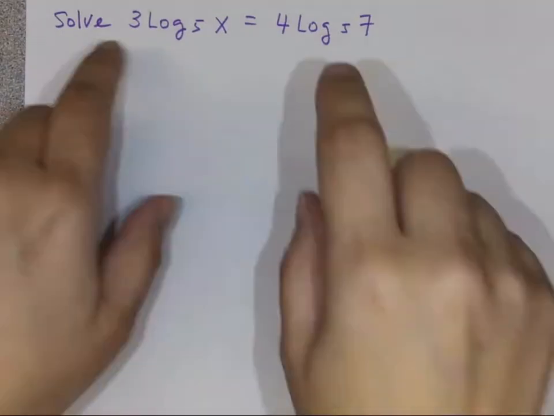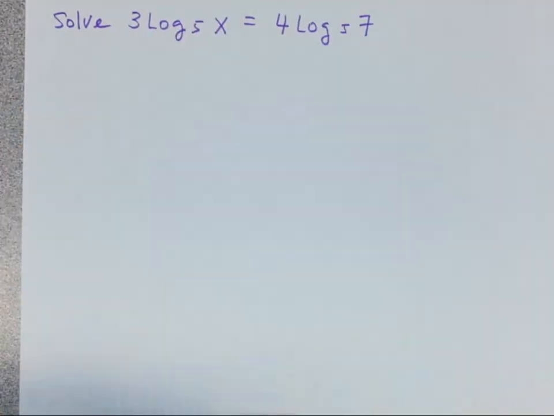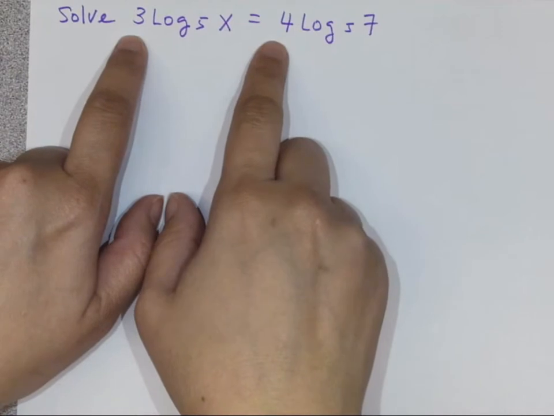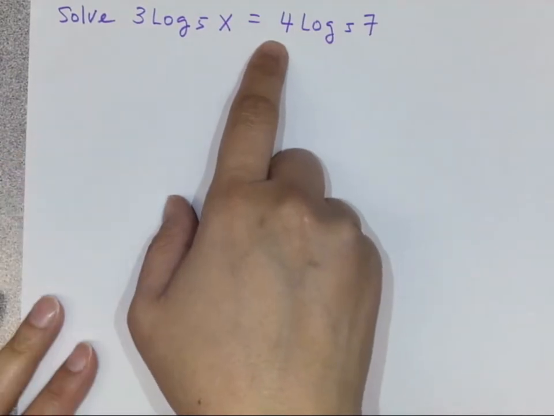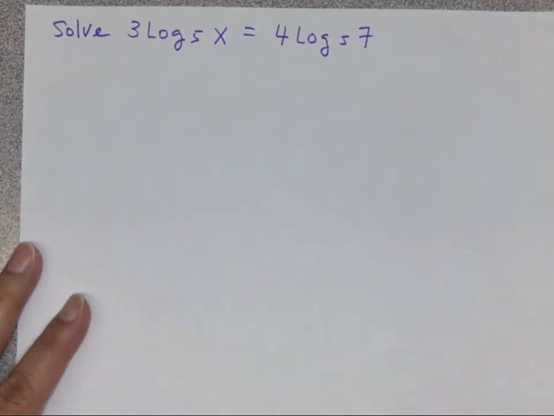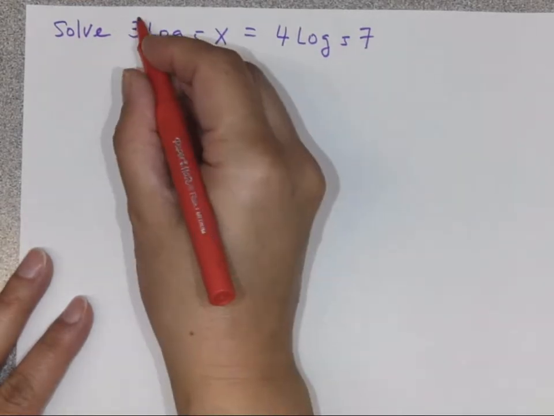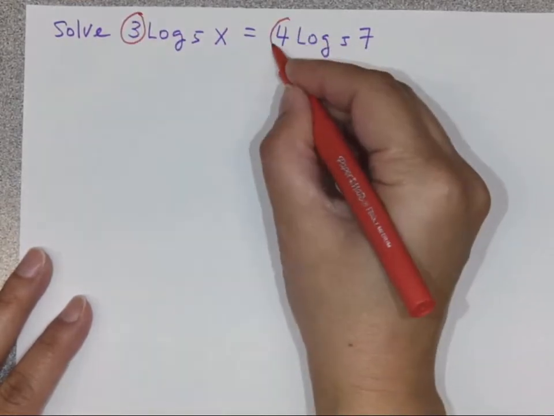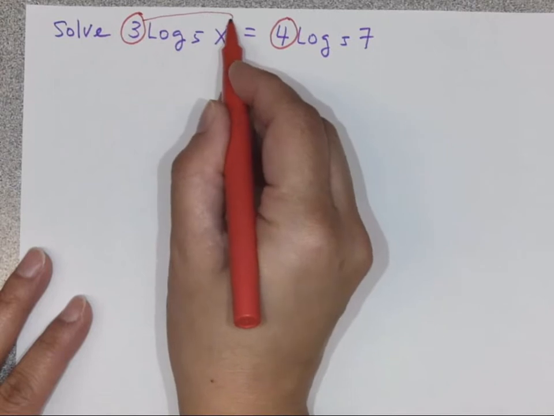Can I go ahead and cancel this log base 5? No, because there's a number attached to the front. That's a common mistake that people make. What should I do first? Move the two terms in front, the 3 and the 4, and make them exponents. Yeah, those two are exponents.